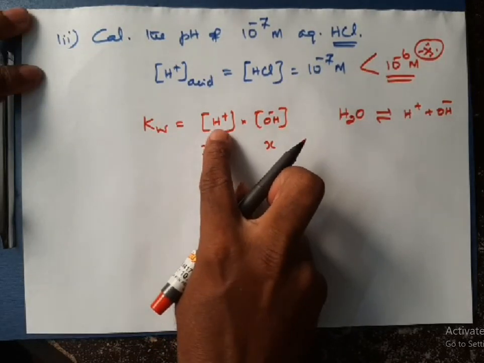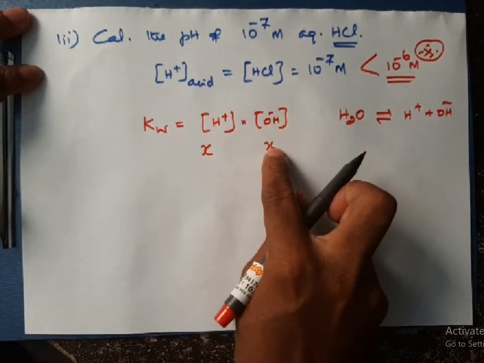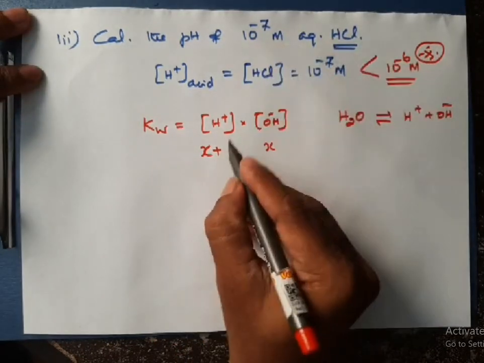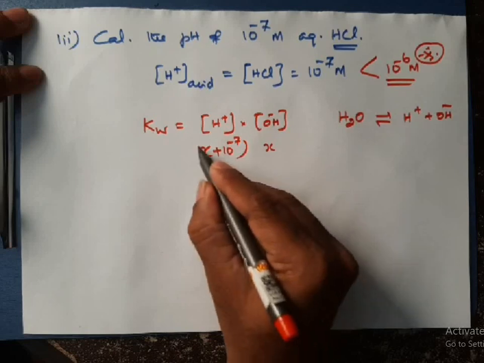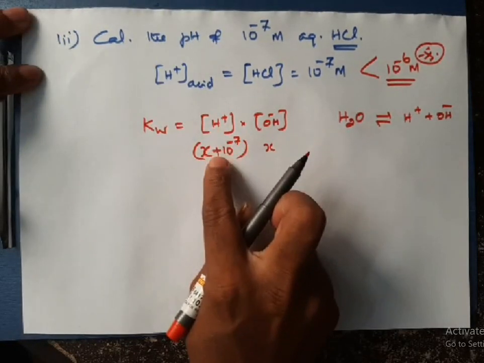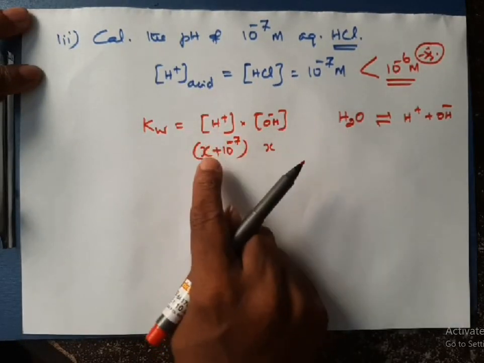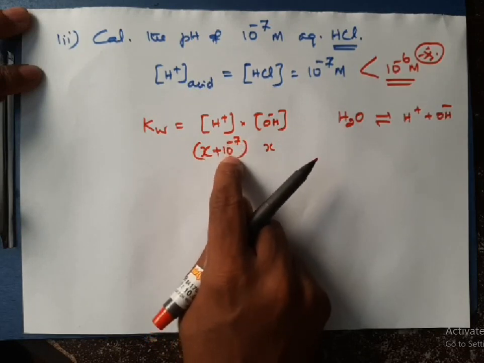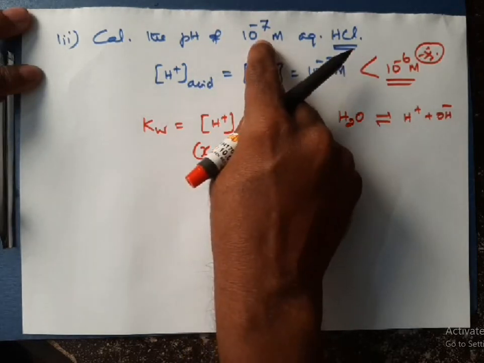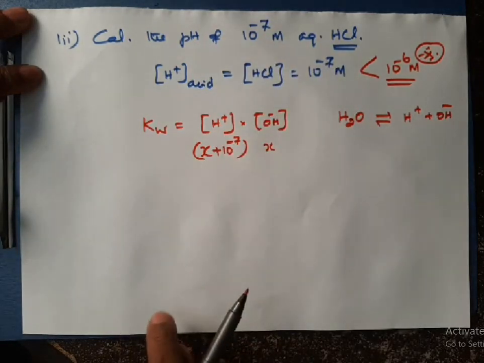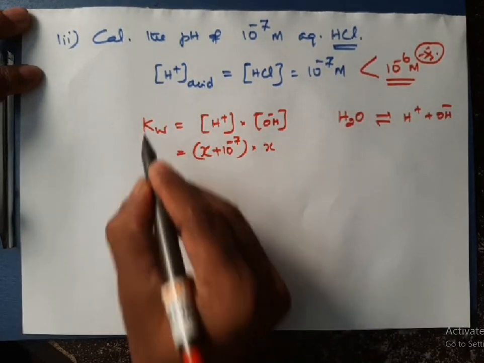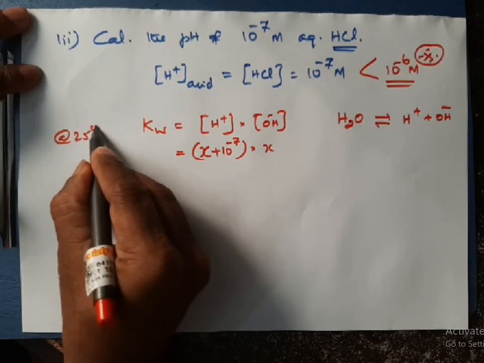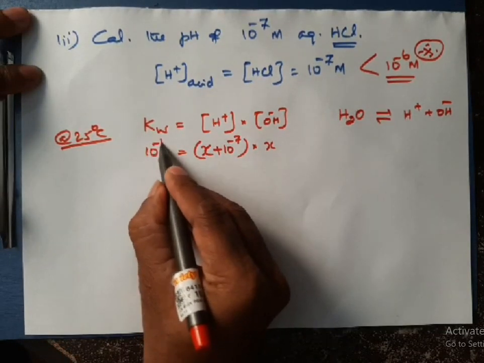So you know very well, H plus from water and H plus from OH minus are the same. Plus we have H plus from acid that we have to include. So the concentration of H plus ion in solution is the concentration of H plus from water, that is X, plus 10 power minus 7, the concentration of H plus ion from acid. If you multiply these two, that should be equal to Kw, and you know very well, at 25 degrees Celsius the value of Kw is 10 power minus 14.